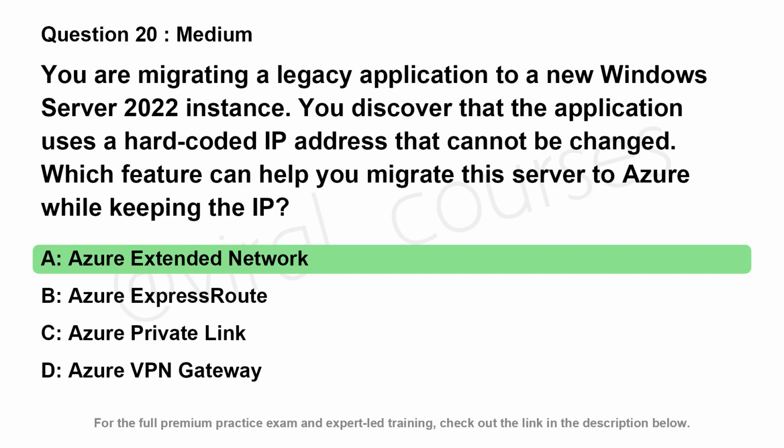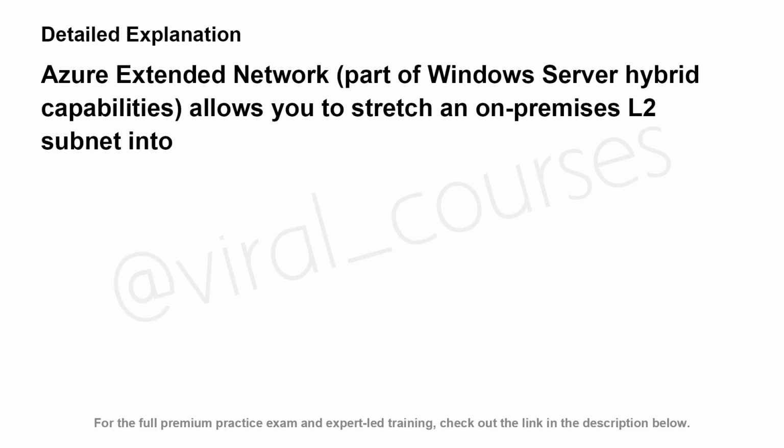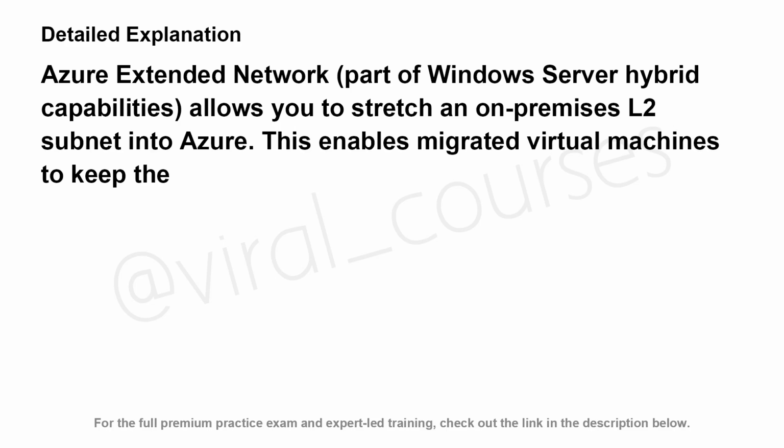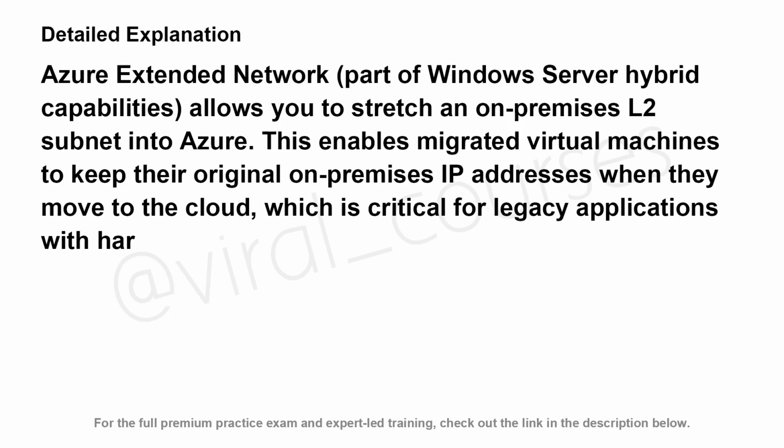The correct answer is A. Azure Extended Network, part of Windows Server hybrid capabilities, allows you to stretch an on-premises L2 subnet into Azure. This enables migrated virtual machines to keep their original on-premises IP addresses when they move to the cloud, which is critical for legacy applications with hard-coded IP dependencies.